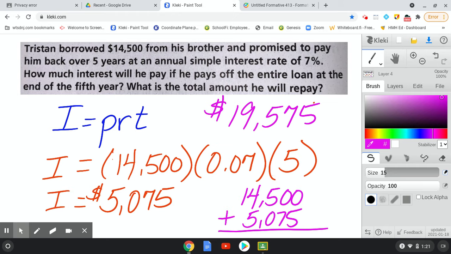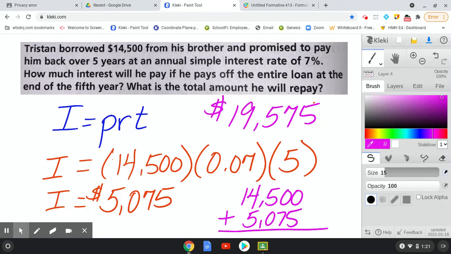So you're getting charged to borrow the money. He was being charged 7% over 5 years to borrow that money from his brother. Because if you think about it, if his brother had that money in the bank, it accrues interest, okay? So he was charging his brother interest because he was losing out basically by not having that money in the bank collecting interest.